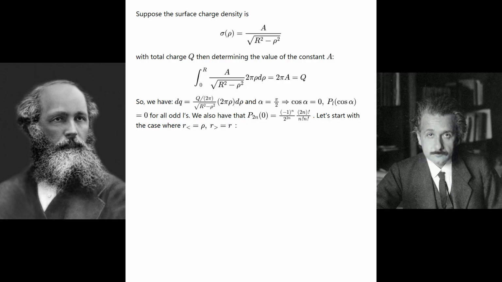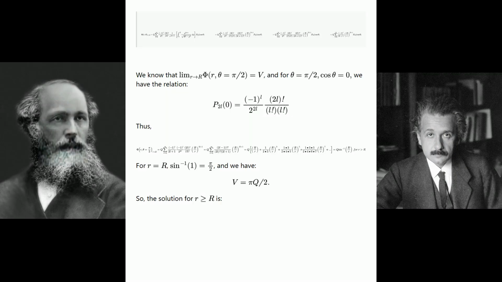So we have dq equals the fraction with numerator Q divided by 2 pi and denominator the square root of R squared minus rho squared times 2 pi rho times d rho, and alpha equals pi over 2 goes to cosine alpha equals 0, P sub l of cosine alpha equals 0 for all odd l's. We also have that P sub 2n of 0 equals the fraction with numerator -1 to the nth power and denominator 2 raised to the 2n power, times the fraction with numerator 2n factorial and denominator n factorial. Let's start with the case where r sub less than equals rho, r sub greater than equals R. See the equation shown.